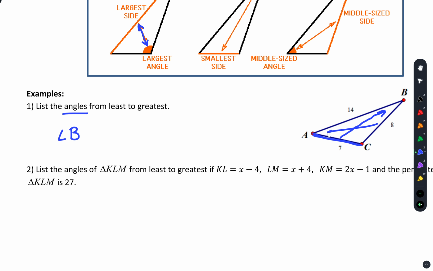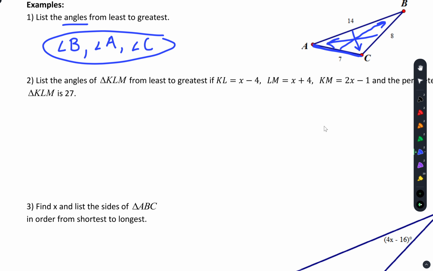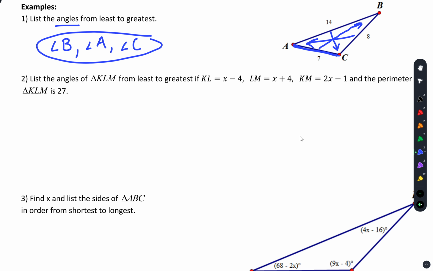The next smallest would be that side that is 8. So the next smallest angle across from it would be A. And then the largest side is across from the largest angle. 14 is across from angle C. Good there? Okay. So in number 2, it gets a little bit complicated because now we don't have a picture.